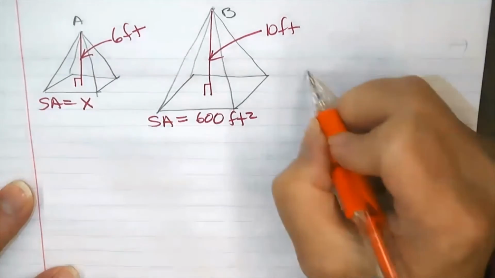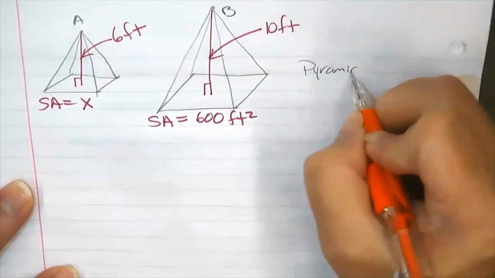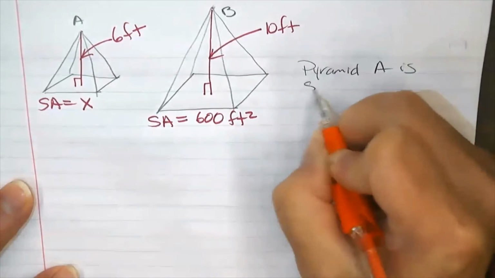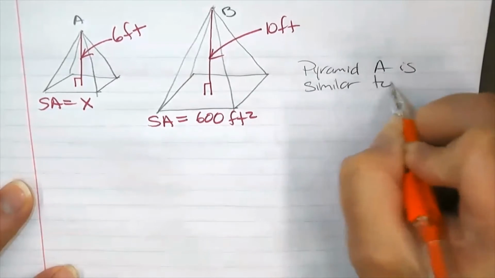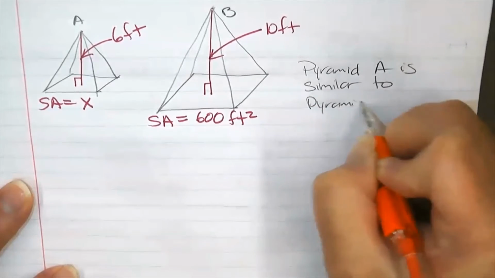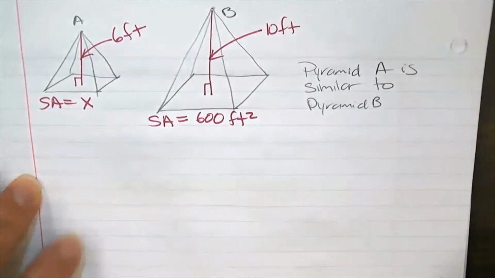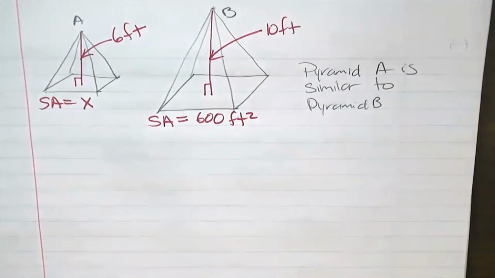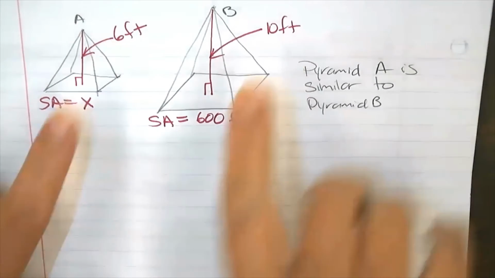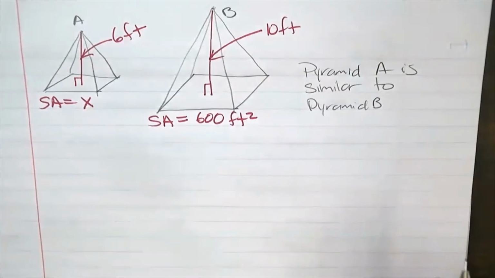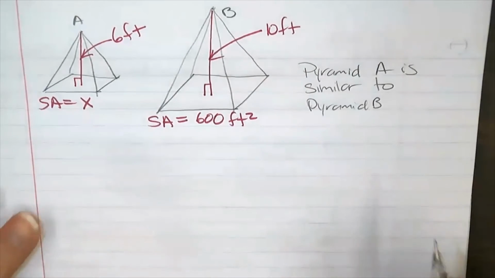And they're telling us pyramid A is similar to pyramid B. So these are similar pyramids. They will create equivalent fractions. We have our known heights and we have to find the surface area. Okay, we can totally handle this.